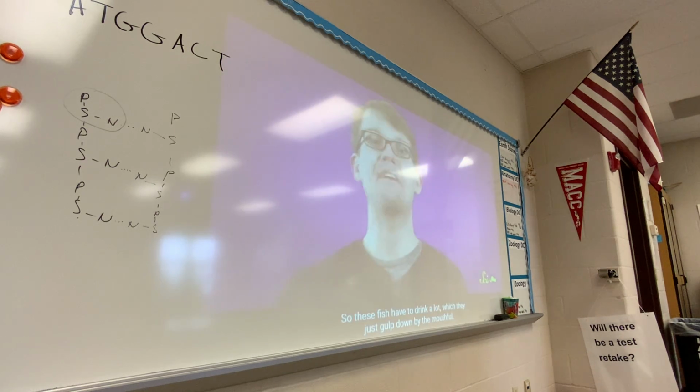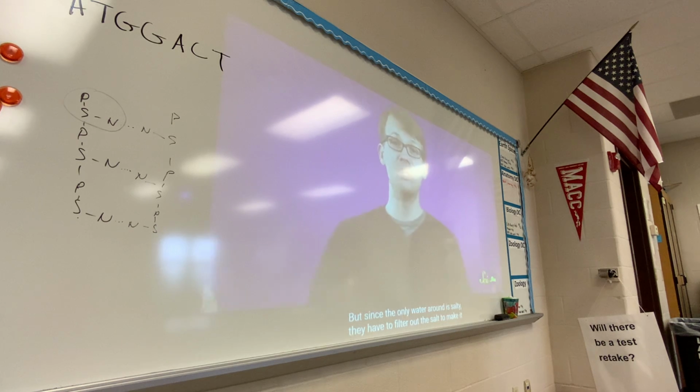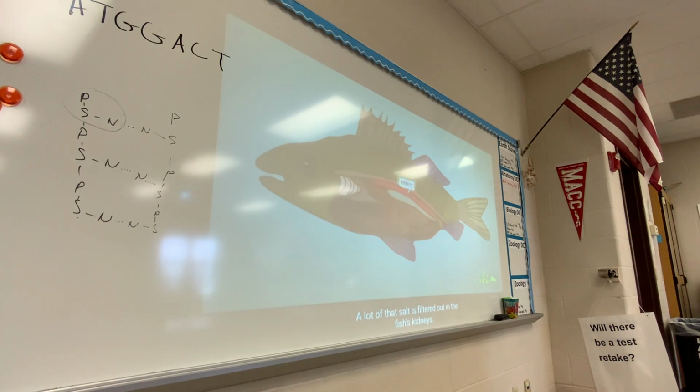So these fish have to drink a lot, which they just gulp down by the mouthful. But since the only water around is salty, they have to filter out the salt to make it safe for them to absorb. A lot of that salt is filtered out in the fish's kidneys, but these fish have chloride cells in their gills too, so that in their case, those cells are constantly pumping salts out of their bloodstream and into the saltier water.